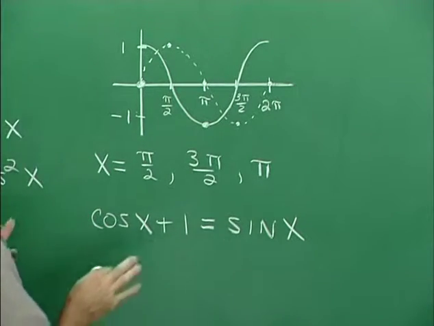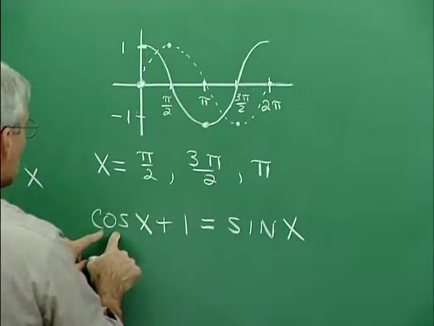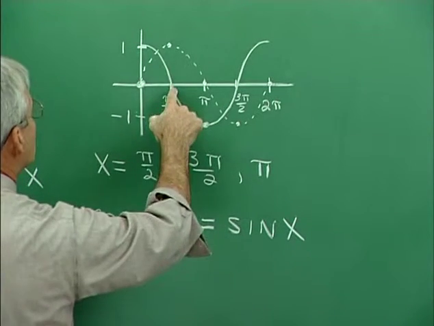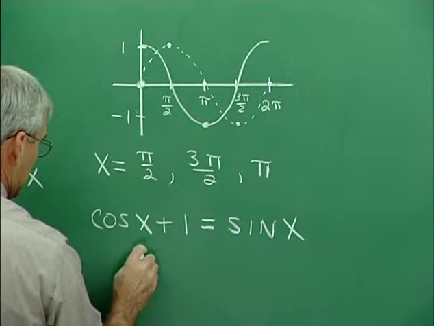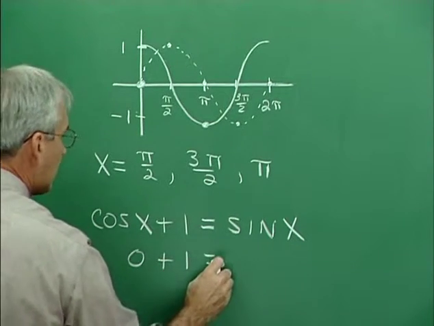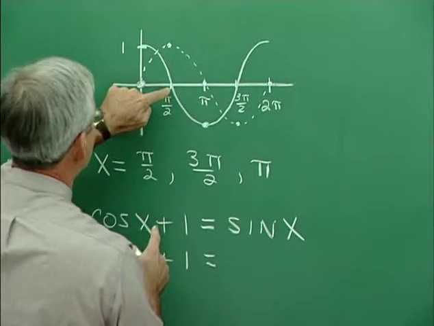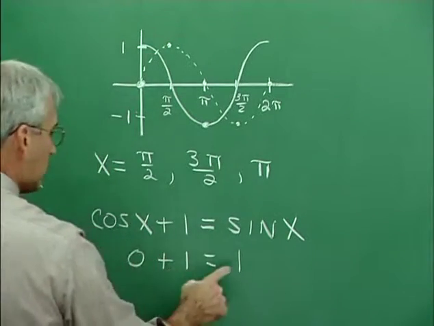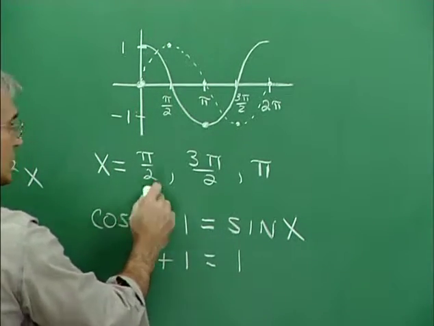Now, let's evaluate for pi over 2. Cosine of pi over 2, let's see, here's pi over 2, here's the cosine curve, oh that's 0. So on the left side we have 0 plus 1. The sine of pi over 2 is at the top of the amplitude, that's at 1. So 1 equals 1, yes, so this is a valid solution.